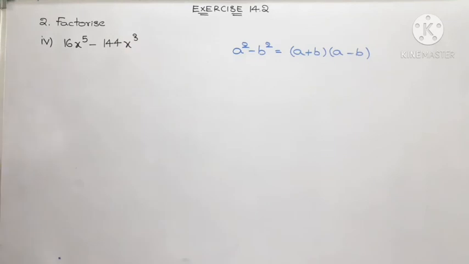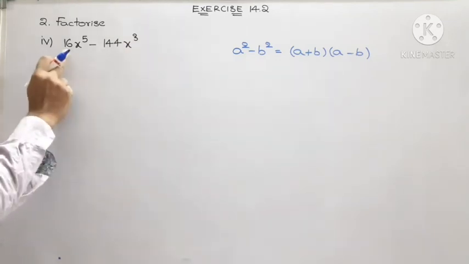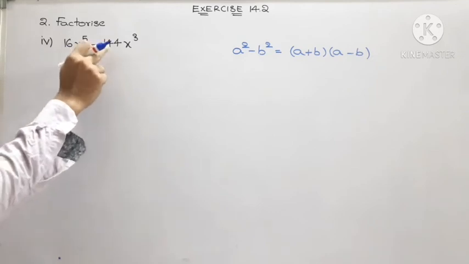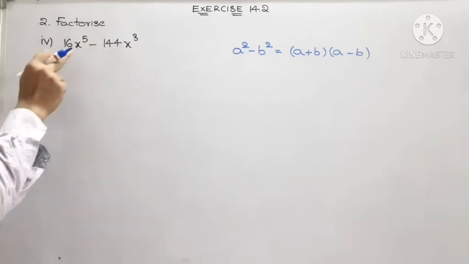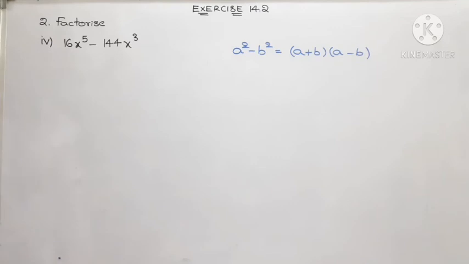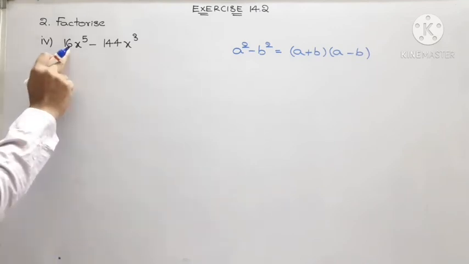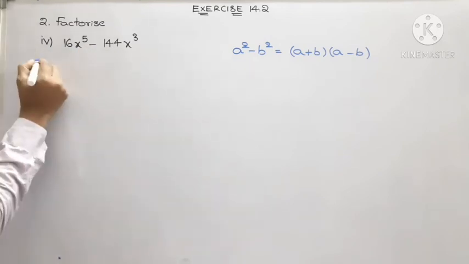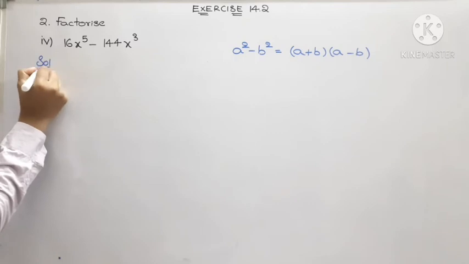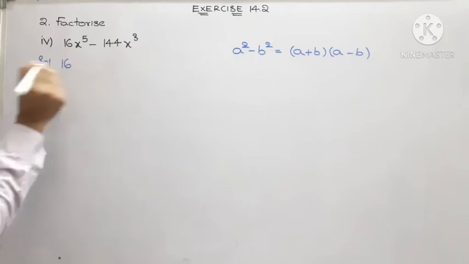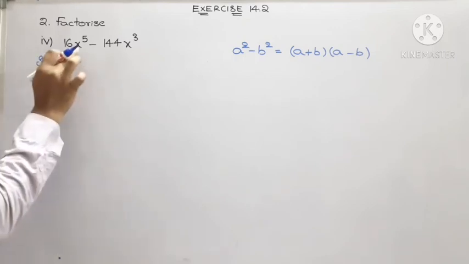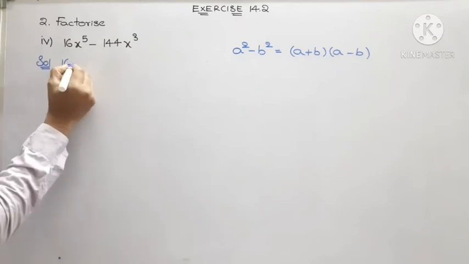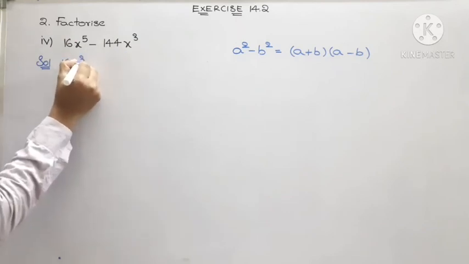Now here 16 is a perfect square number and 144 is a perfect square, whereas x power 5 and x power 3 are not perfect squares. And if you observe in both 16 and 144, we can take out 16 as common. Okay, first we are going to do that. 16 can be taken as common. And in x power 5 and x cube, we can take x cube as common.